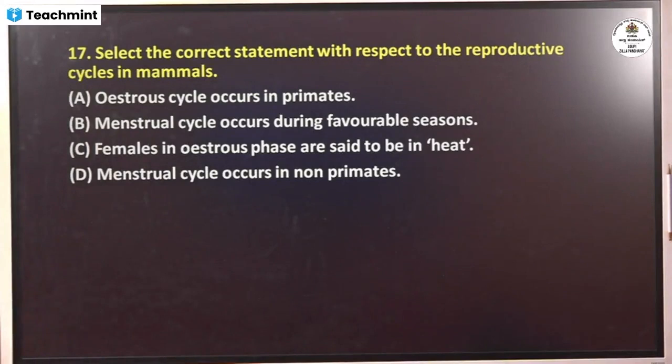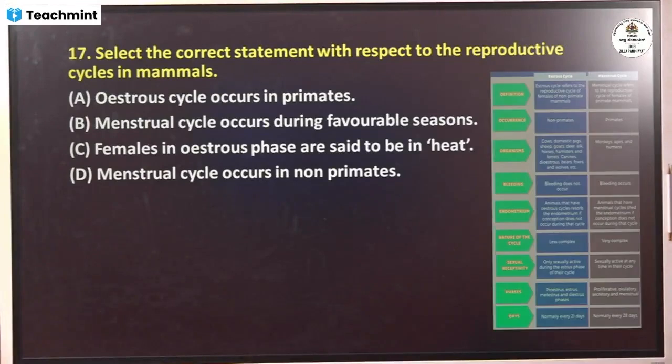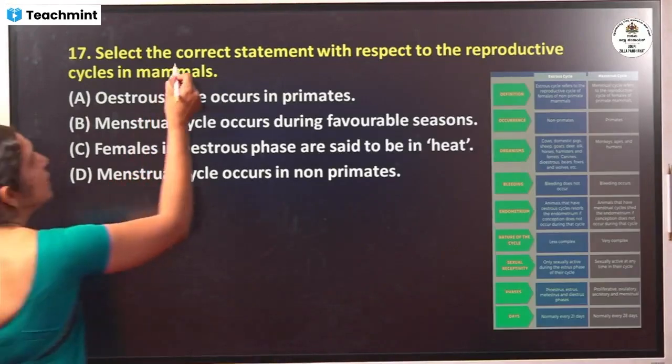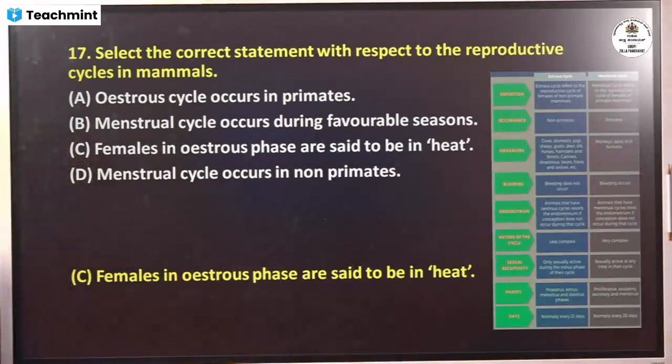Next question. Select the correct statement with respect to the reproductive cycles in mammals. A. Estrous cycle occurs in primates. B. Menstrual cycle occurs during favorable seasons. C. Females in estrous phase are said to be in heat. D. Menstrual cycle occurs in non-primates. So we have to find the correct statement over here, isn't it?